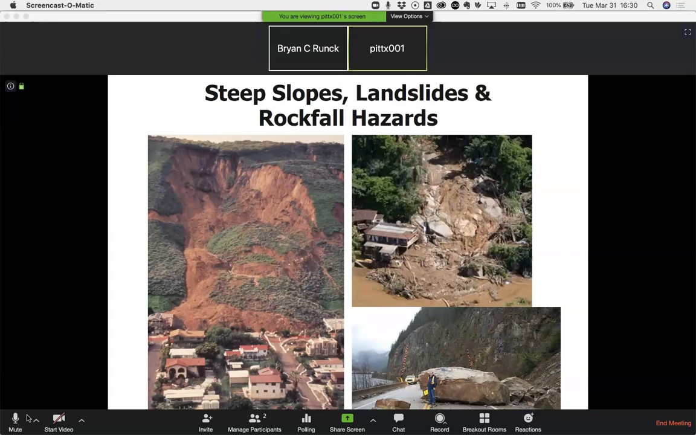In the lower right-hand corner, we see an image of a rock slide, a rockfall area out in the Colorado Rockies, where a significant rock formation has broken away from its surface and crashed down the slope across a highway.